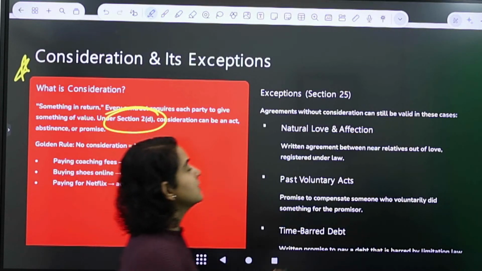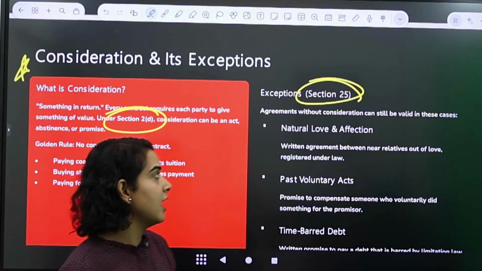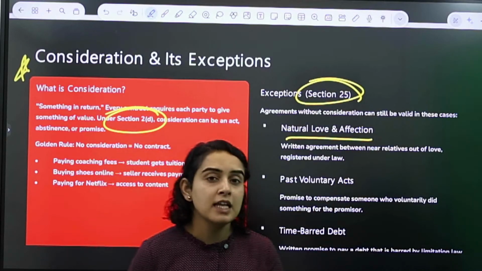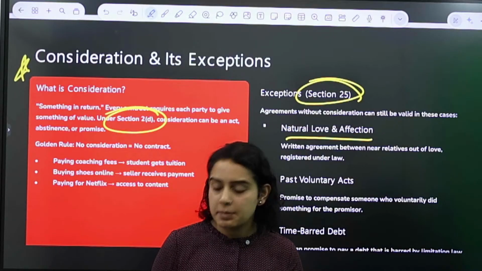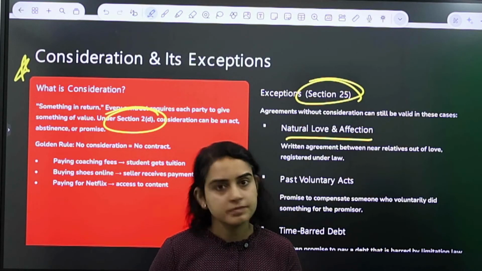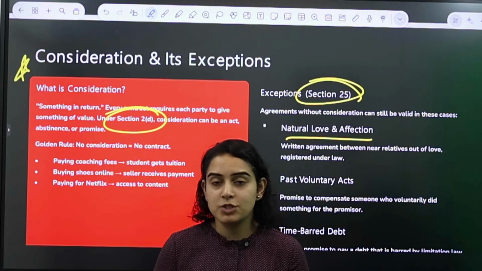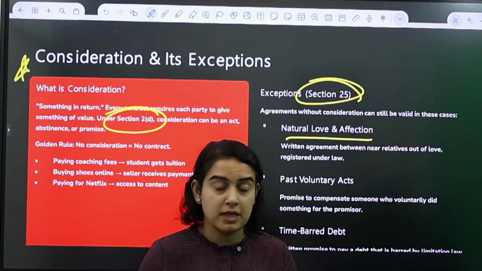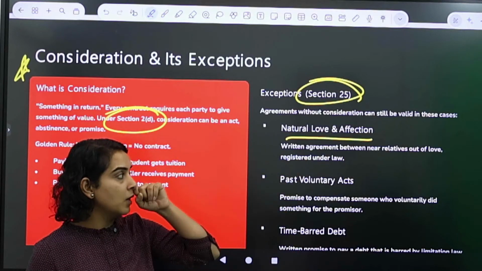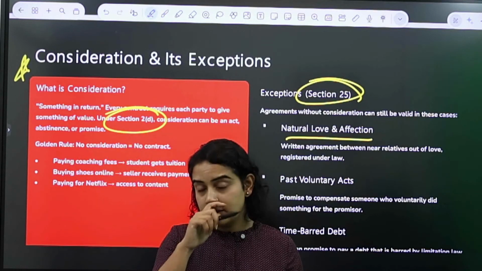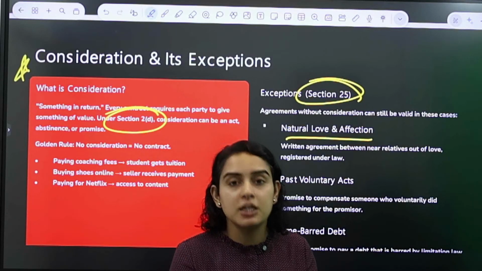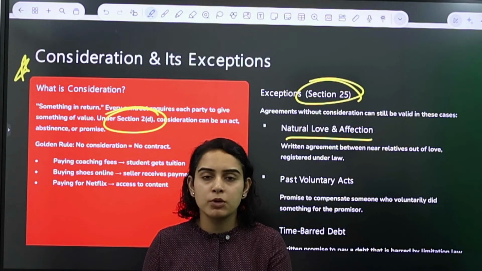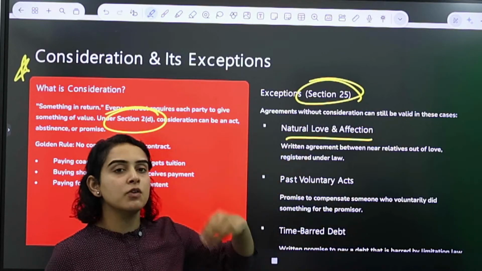The exception to it is given under section 25 of the Indian Contract Act, which says that if an agreement has been done out of love and affection, right, then there can be no consideration. For example, my father wants to gift me a house, right? Now, a house is not something which he can just lift and give to me. There has to be proper documentation for the same. So if he wants to give me a house, then a registered document, or probably a gift deed, will be made. Now if he gifts me a house, I am not probably going to pay him, right? So that is something which he's doing out of natural love and affection.